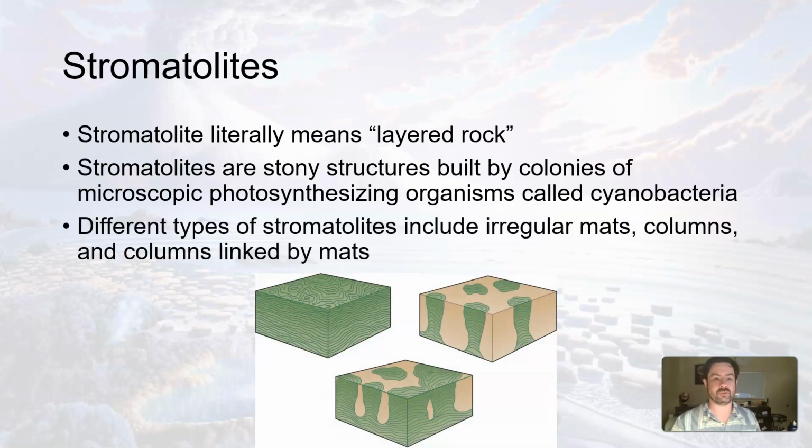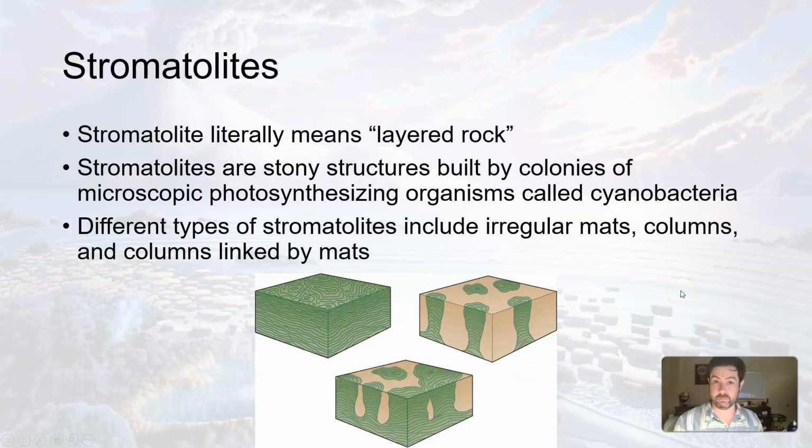Different types of stromatolites create different structures, but they're all these layered structures. Each colony of bacteria builds on each other to form these layered structures called stromatolites. Sometimes they're in full mats, sometimes they're in columns, or sometimes they're columns linked by mats.